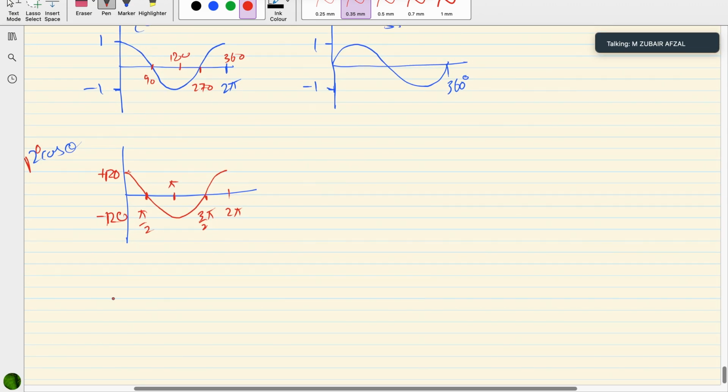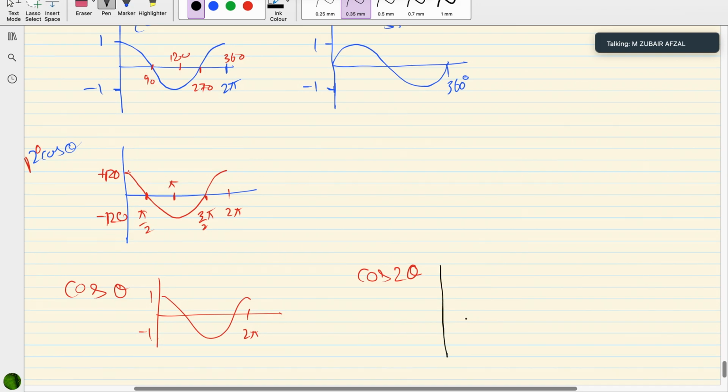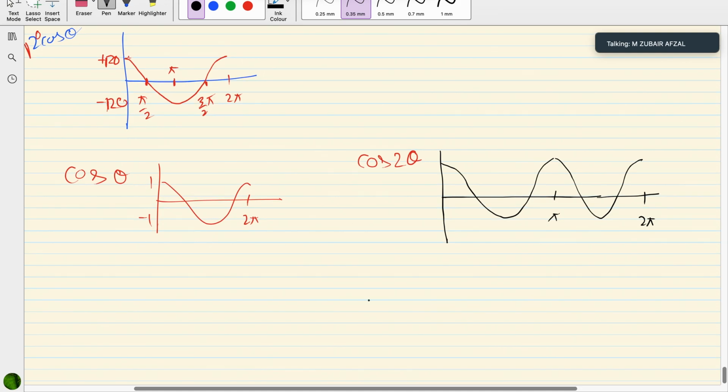So done with A, let's do with B. So for cos theta, in this case, B is 1. So this sketch looks like this. It ends at 2 pi, 1 minus 1. But what if we do cos 2 theta? Now 2 means we will be looking at 2 cycles within 2 pi. So this is 1 cycle and this is another cycle, 2 cycles in 2 pi. So this is cos 2 theta.